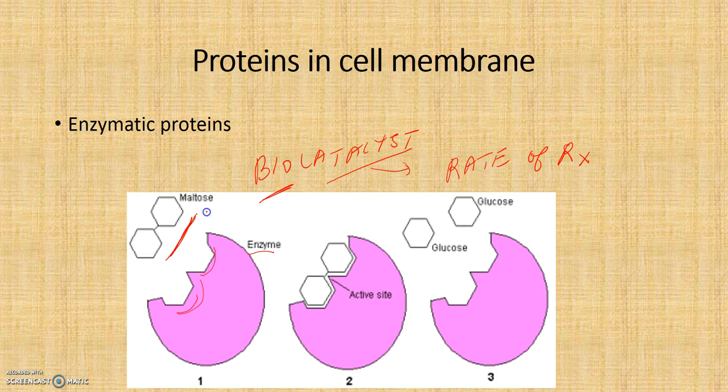Here's my enzyme. Maltose is binding onto this groove of the enzyme, which is called the active site. And once it binds, you notice that the maltose is going to break down into glucose. All that the biocatalyst is doing is changing the rate of reaction. It is not going to change the reaction. So if A plus B is giving you C, it is still going to give you C, but now it is just going to change the speed. Either it will increase the speed, that means it will make it go faster, or it will decrease the speed, that means it will slow down this reaction. This is the enzymatic protein.